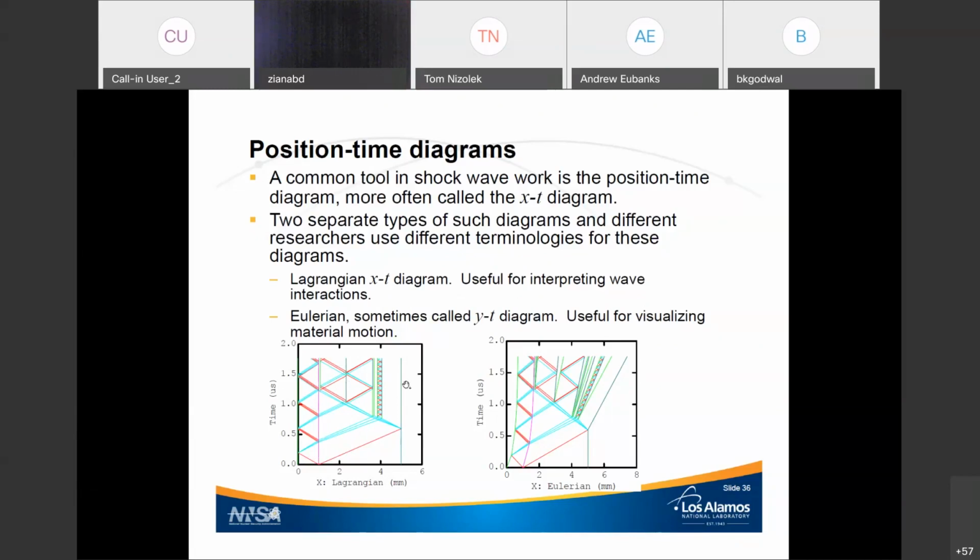In this particular software that produced this diagram, red indicates compression, blue or aqua or turquoise indicates distension, dilation, stretching. And so you generate shock waves. The shock wave, it's a longitudinal wave. It hits a free surface. It reflects as a tensile wave of the same stress level, just negative. And so this is what a Lagrangian XT diagram looks like.